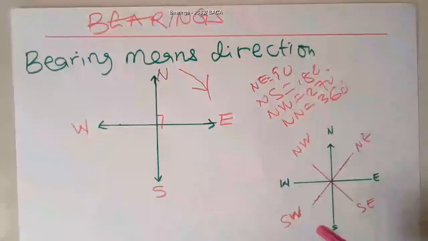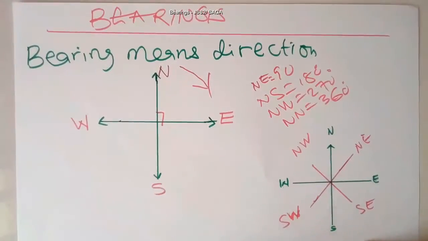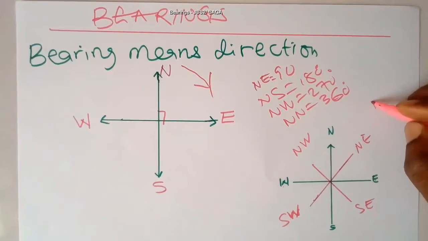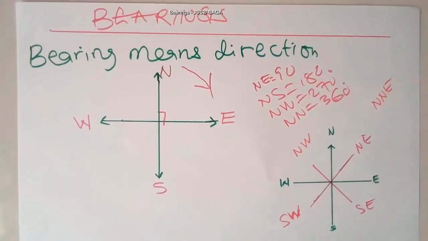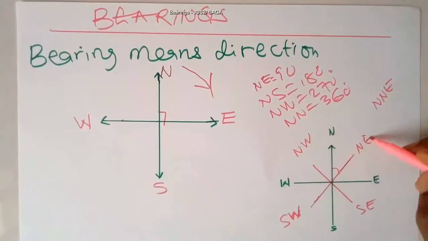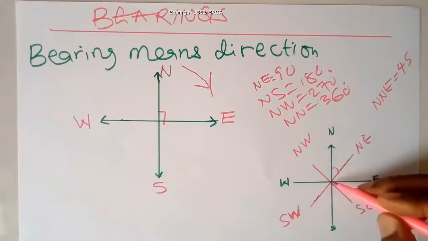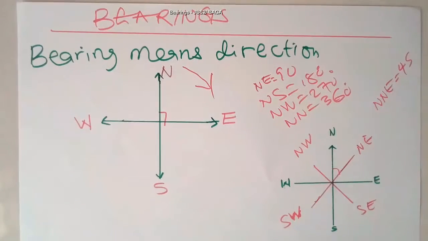If from north to east is 90 degrees, can you tell me this direction, north northeast? What is north northeast? It is simple, that is 45. This is like halfway between north and east, that is northeast.